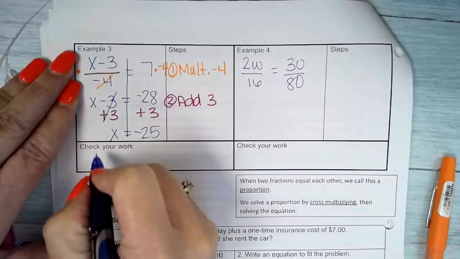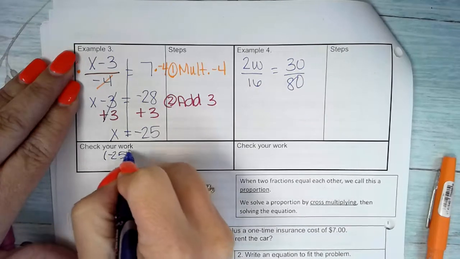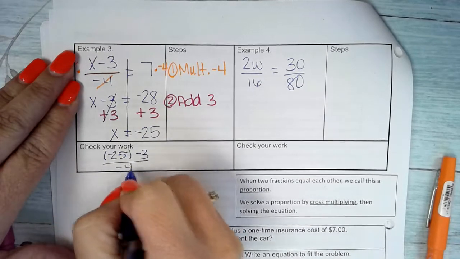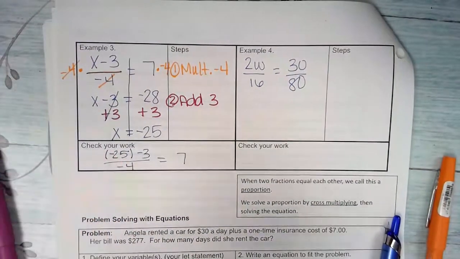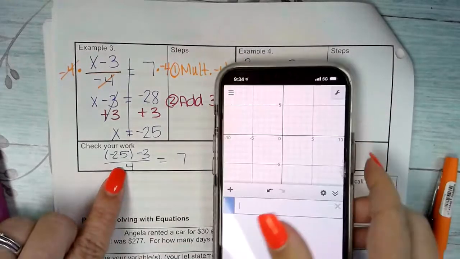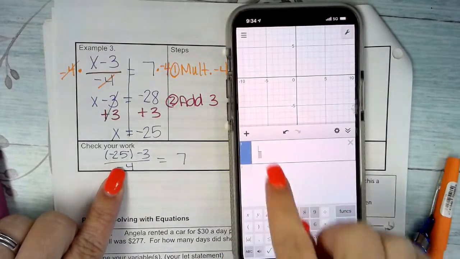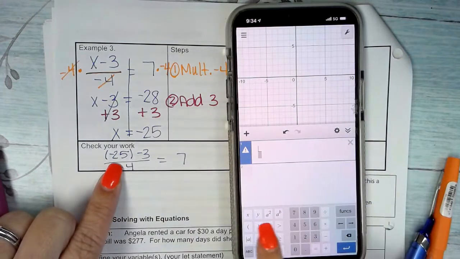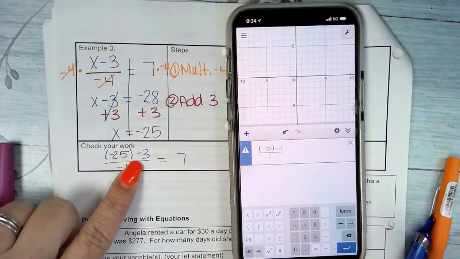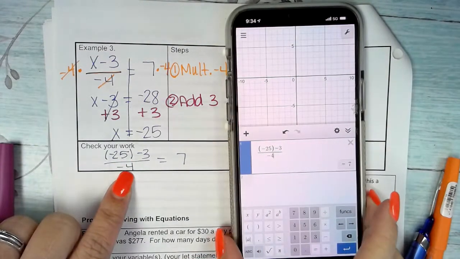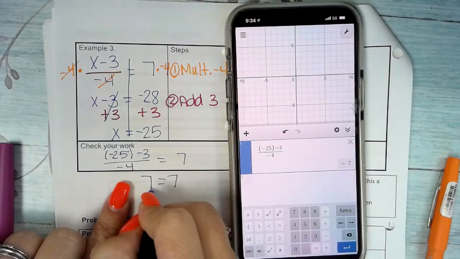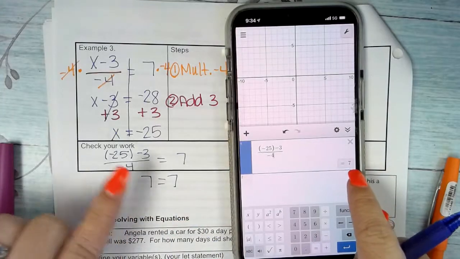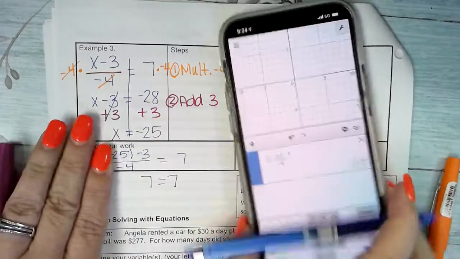When I check my work, I'm going to plug in -25 using my parentheses, minus 3 all over -4, and that should be equal to 7. Now, when I use Desmos, because it's a binomial on top, meaning 2 terms, I'm going to go ahead and push my divide sign to get my fraction button going. So then I'm going to do parenthesis -25 minus 3, and then I'm going to click in the denominator and type -4. And if you can see that, it does equal 7. So I know that I'm correct, because if it was something other than 7, then I would know I need to go back and fix my mistake.